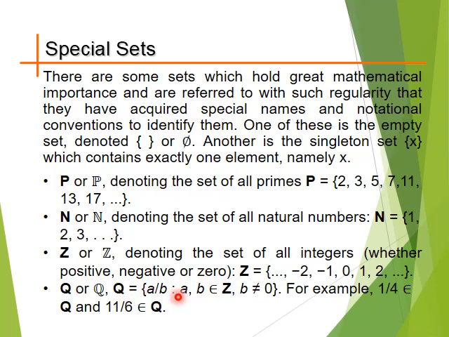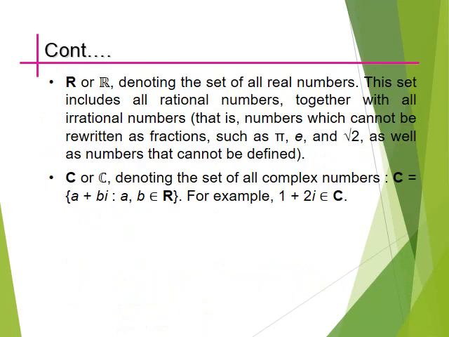Q is the set of rational numbers which we can define as A over B, where A and B both are integers and B is not equal to 0. For example, 1 over 4 belongs to Q and 11 over 6 belongs to Q. R is the set of all real numbers. This set includes all rational numbers together with all irrational numbers. That is, numbers which cannot be rewritten as fractions such as pi, e and square root of 2, as well as numbers that cannot be defined.